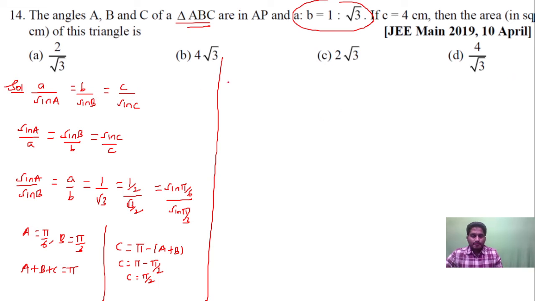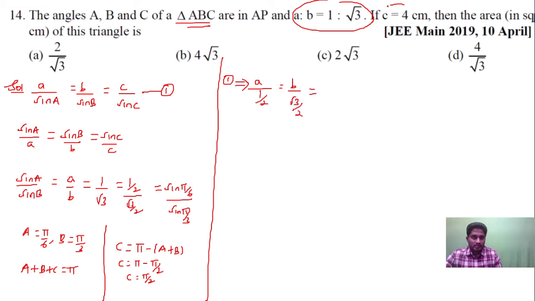Okay, now listen. Again I will use a by sine A is equal to b by sine B is equal to c by sine C. Let me call this equation 1. So this equation 1 becomes a upon sine A, where A is pi by 6, and sine 30 is half, is equal to b upon sine B, where sine 60 is root 3 by 2, is equal to c upon sine C.